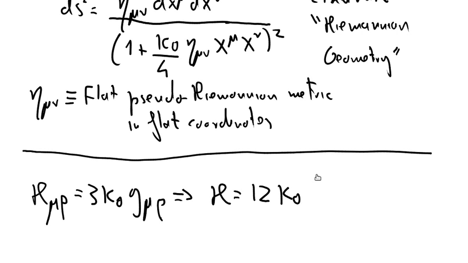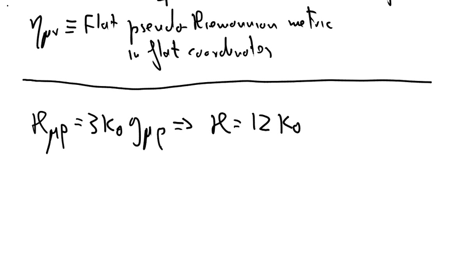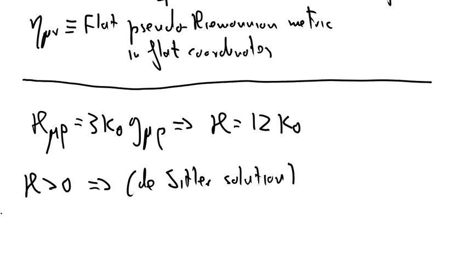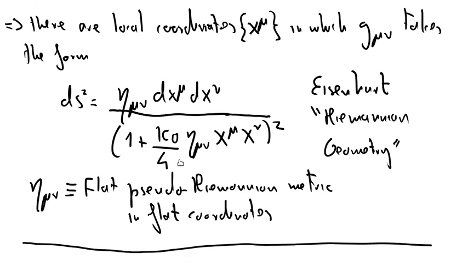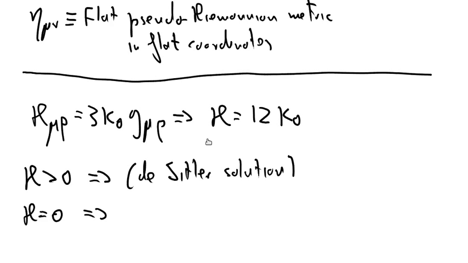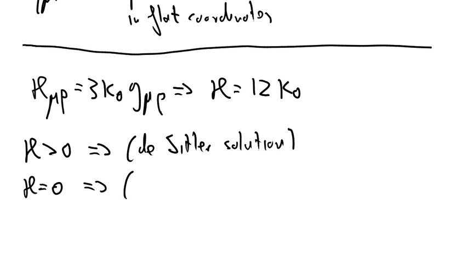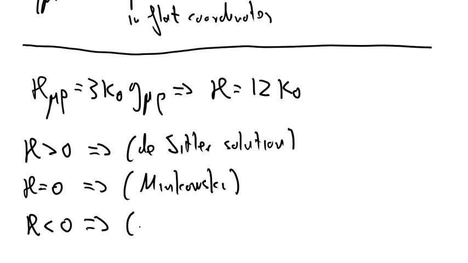These three cases are: the case in which the scalar curvature is positive, which corresponds to the de Sitter solution; the case in which the scalar curvature is zero, which, looking at the expression of the Riemann tensor, means the Riemann tensor is zero, so this is the Minkowski solution, which we have already studied; and the case in which the scalar curvature is negative, which is the anti-de Sitter solution.